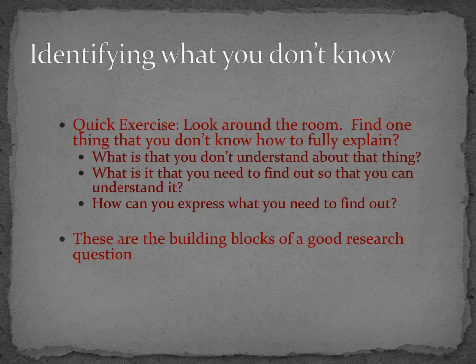So before we really get into the skills that we're going to be discussing, I want you to do a quick exercise where you look around the room. Find one thing that you don't know how to fully explain. Are there fluorescent lights in the room, for example? A microwave, if you're in your kitchen, TV, gaming system, a computer that you're looking at to watch this video. Find something that you don't know how to fully explain how it works. And what is it that you don't understand about that thing? What is it that you need to find out so that you can understand it? And how might you express what you need to find out?